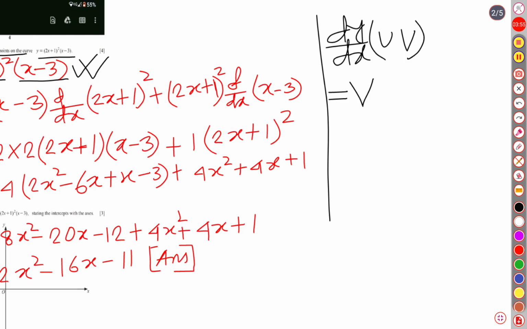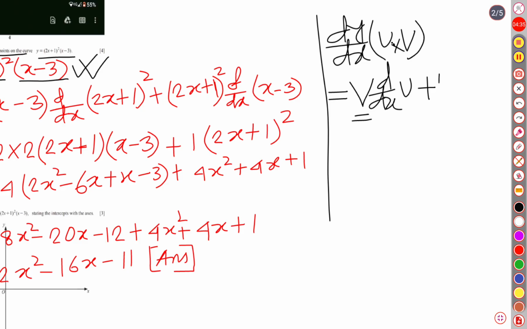Second function should be written first, then we will write d over dx of u, then plus, for multiplication we will use the plus symbol; for division, if the functions are in dividing or fractional state, then subtraction. So this is in multiplication state, so we will use the plus symbol. Then we have started with v. Look at this, this is the key point for starting the product rule. Always we will start with the second function. So second function is v. After v we will write d over dx of u, first function.